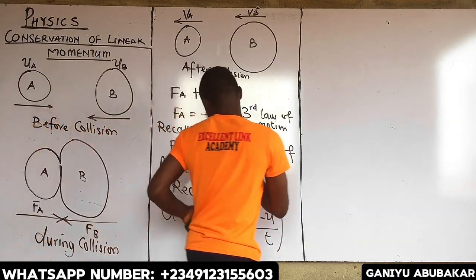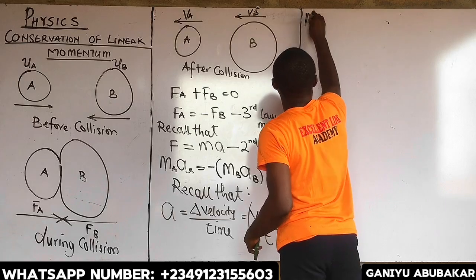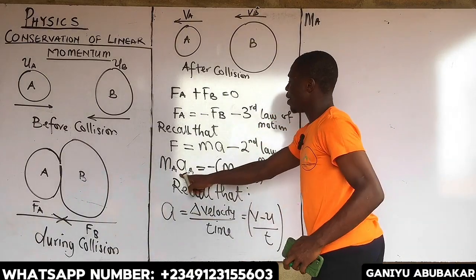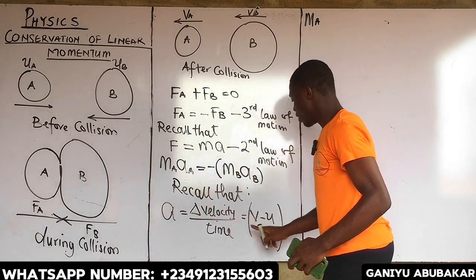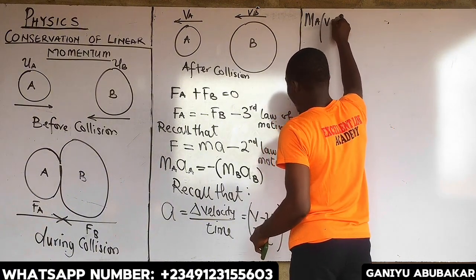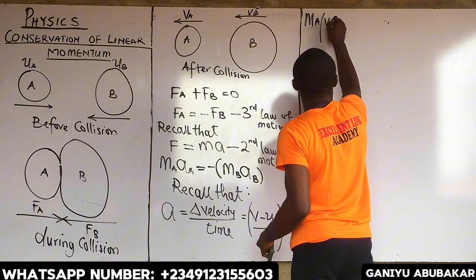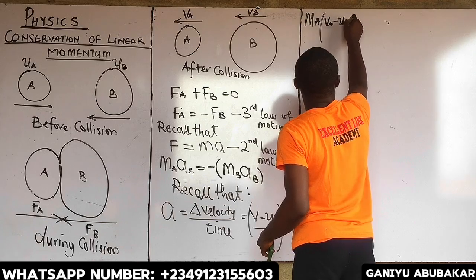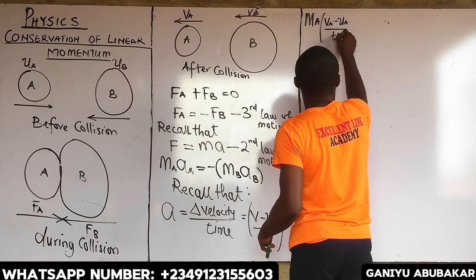So I'm having that MA from here now. This MA here, acceleration is what? Everything here. So I'll have MA into VA minus UA all over TA.